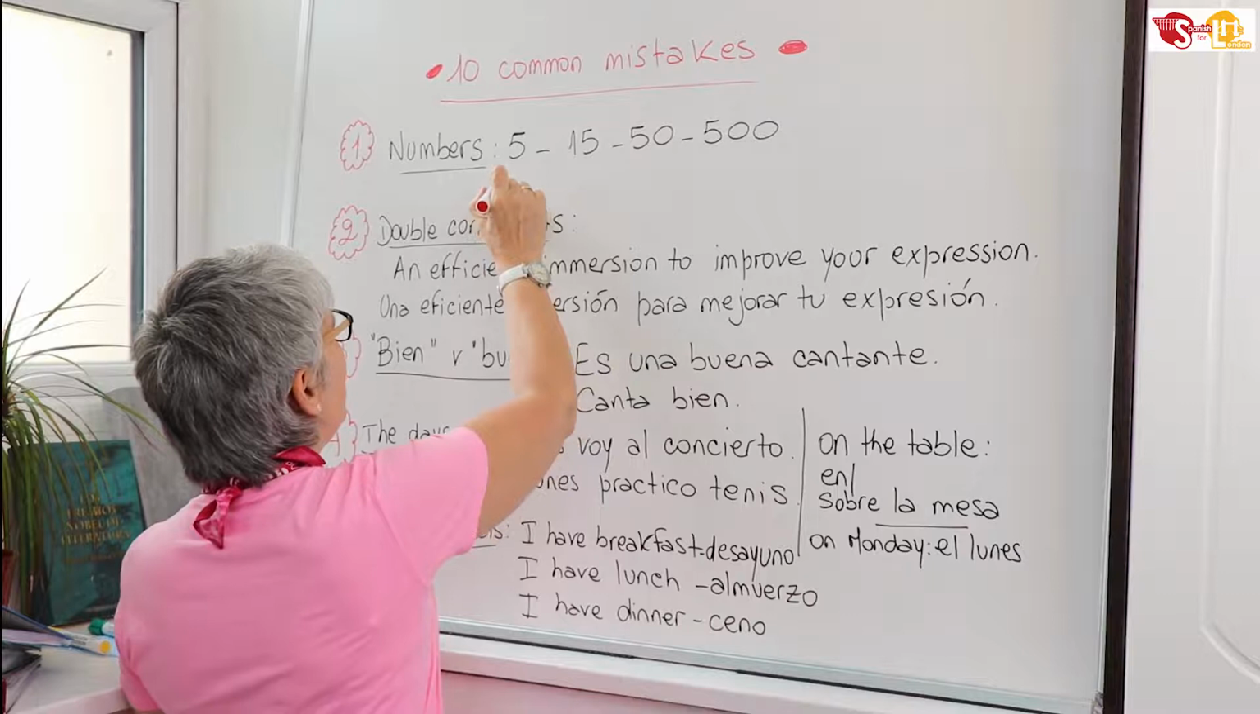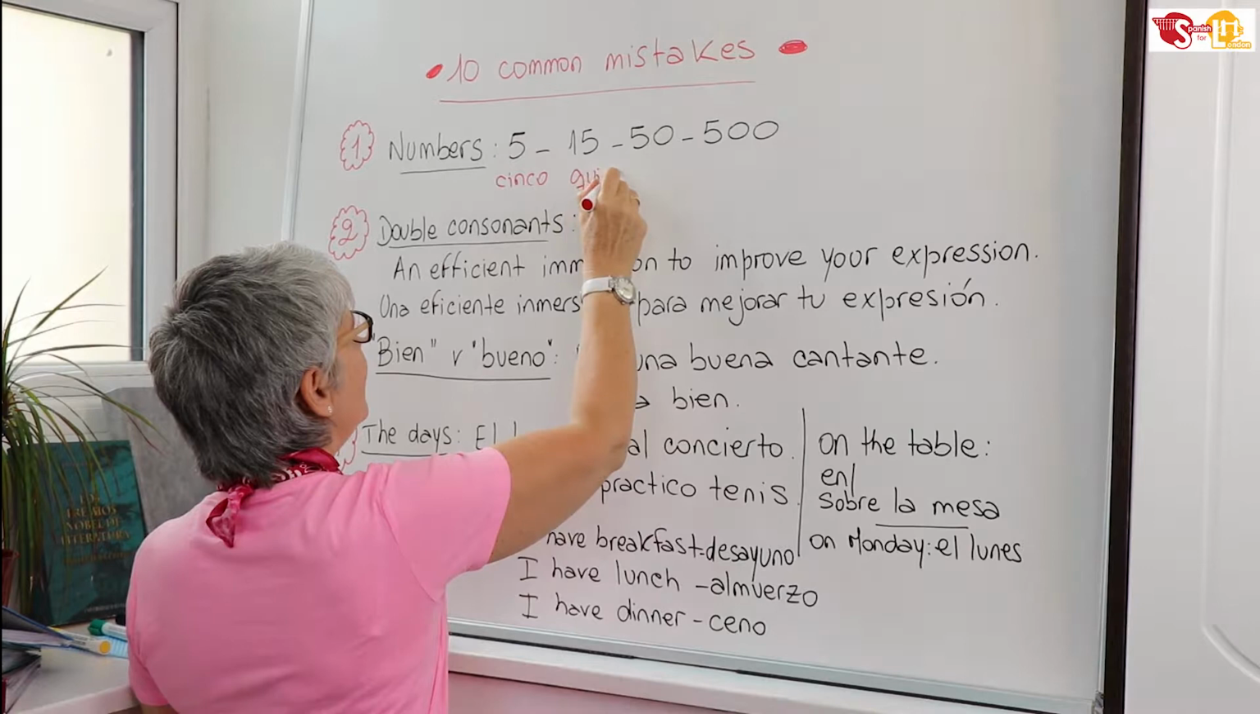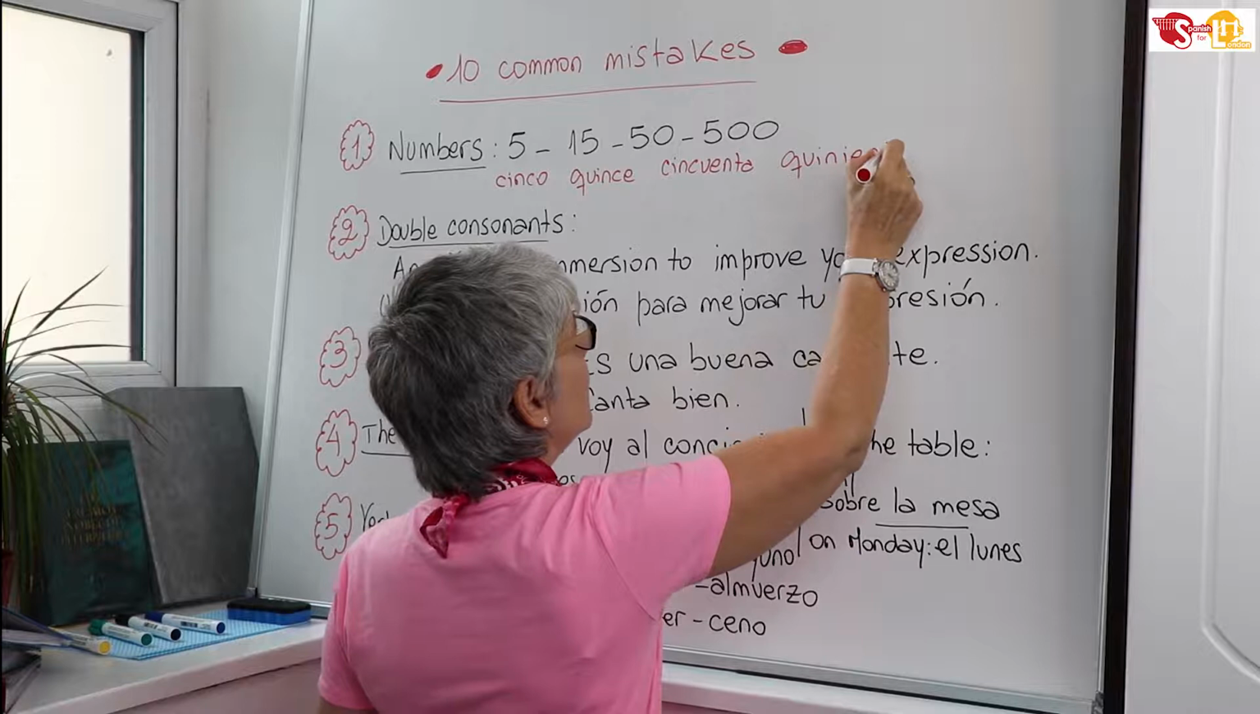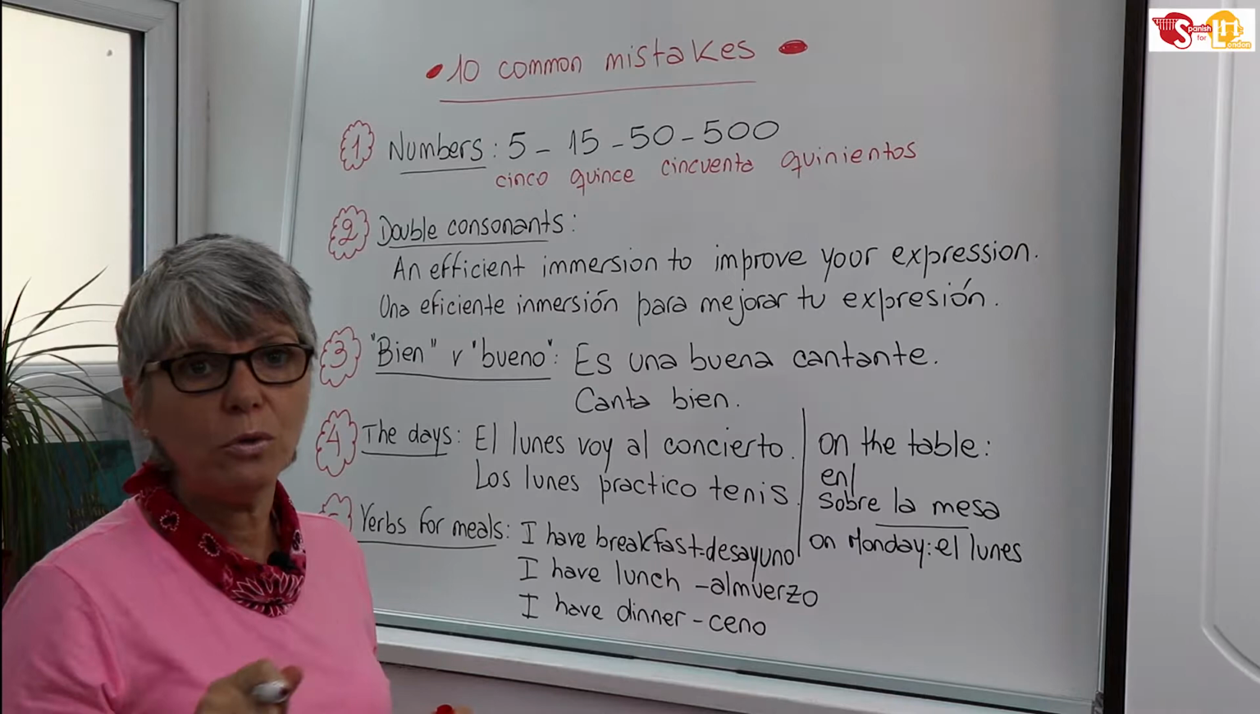5, 15, 50, 500. Students always commit mistakes with these four numbers, so how to remember them?